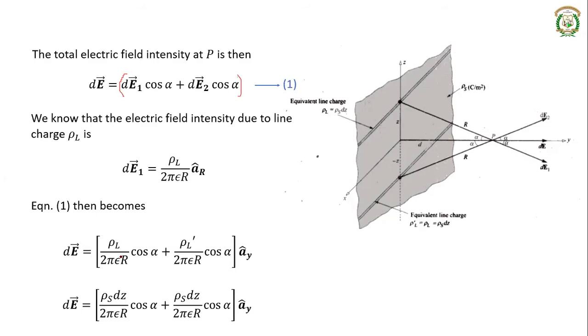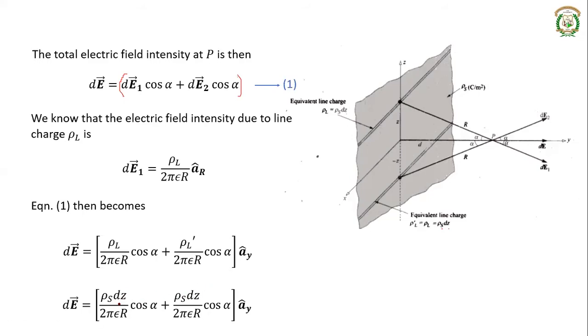So in place of rho L and rho L dash, we can substitute rho S dz, right? Rho L is rho S into dz. Similarly, rho L dash is also rho S into dz. So we will substitute that. Since both the charge densities are equal, we get this term twice.